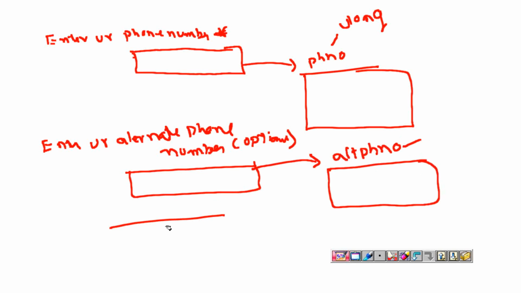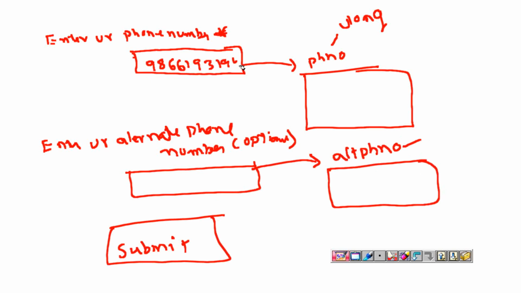ALTPHNO. Here you have used a button called submit. Here I entered my phone number, 9866193194, that you will assign here. Here I didn't enter a phone number, since I don't have a second phone number. I'm clicking submit. Then by default it will take what value here, you know?